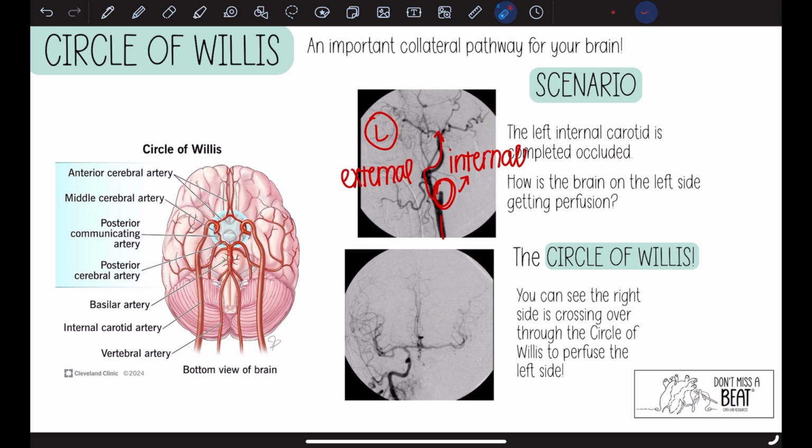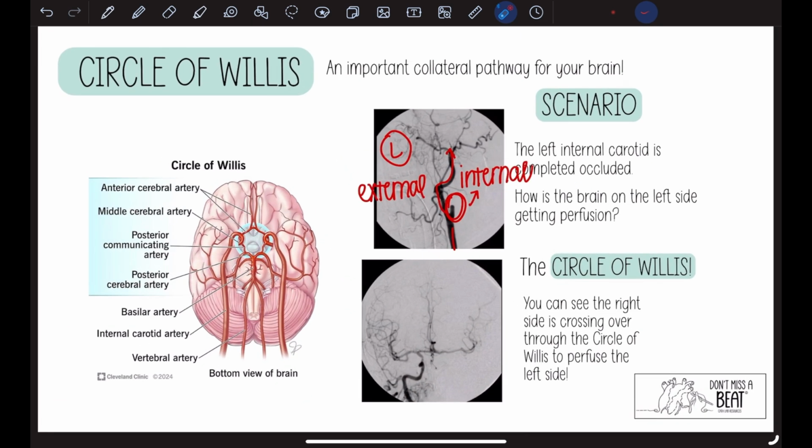So if you see, these are the cerebral images being overlaid, these two pictures. So you can see that the right side is crossing over through the circle of Willis to perfuse the left side. So you see this comes up and starts to perfuse the left hemisphere, right? So even though it's not getting this perfusion this way, it's coming up and over this way, and you're getting this cross-hemispheric perfusion. So really important. Obviously, we still want this to open.